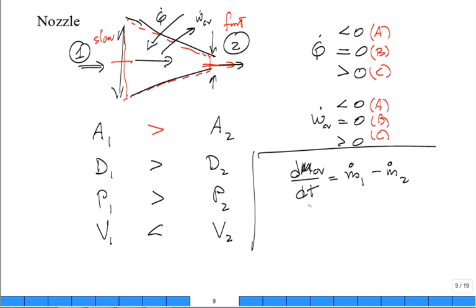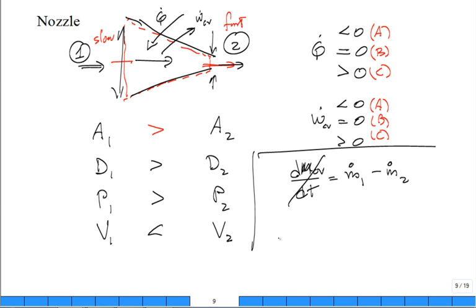Positive, negative, 0. Why is it 0? The vast majority of our equipment is running steady state. This is the standard assumption for a nozzle. Almost everything we do is steady state, with a very little bit of transient at the end, okay?